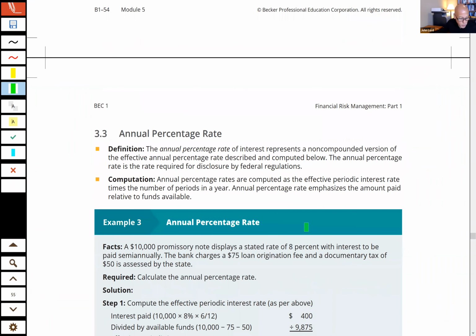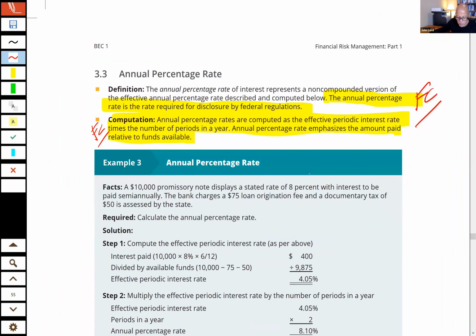Come over and let's take a look at annual percentage rate. The annual percentage rate is something that is required to be disclosed between lenders and borrowers by federal regulation. So why don't you just go ahead and flashcard that. The federal government comes in and says you have to disclose the annual percentage rate. And all we do here is we take a look at the effective rate, but then we annualize it. So even if the loan is for less than a year, we'll have to turn that into an annualized rate. So let's just look at the example.